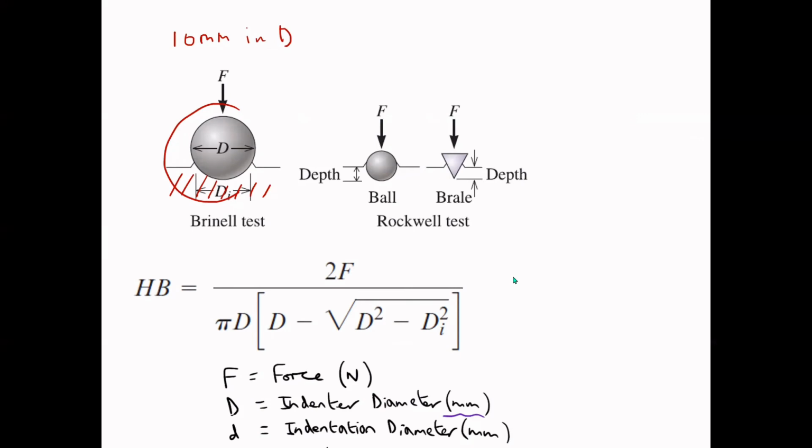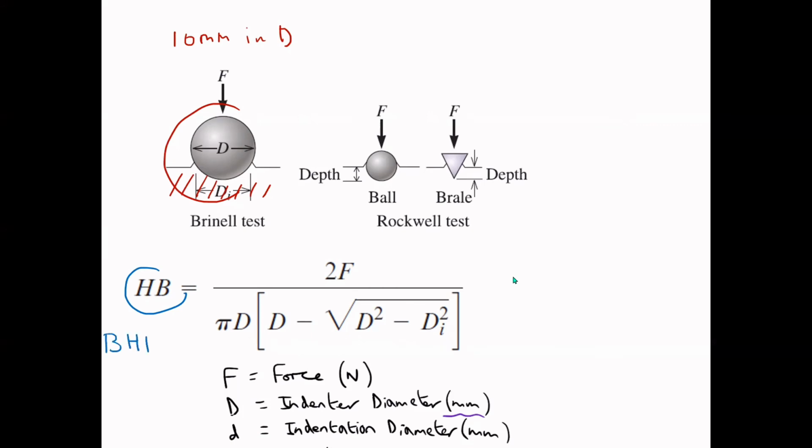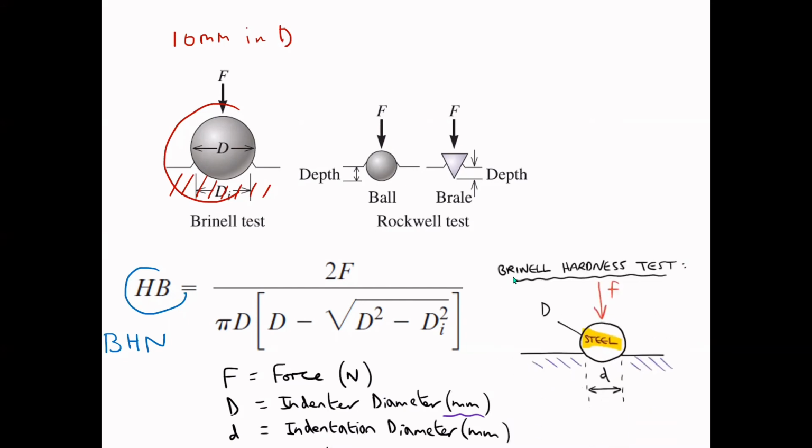The diameter of the impression or indentation here, typically ranging from 2 to 6 millimeters, is measured, and the Brinell hardness number, abbreviated as HB or BHN, is calculated from the following equation: 2F divided by pi D times D minus the square root of D squared minus d_i squared, where F is the force in Newtons, D is the indenter diameter in millimeters, and small d or d_i equals the indentation diameter in millimeters.